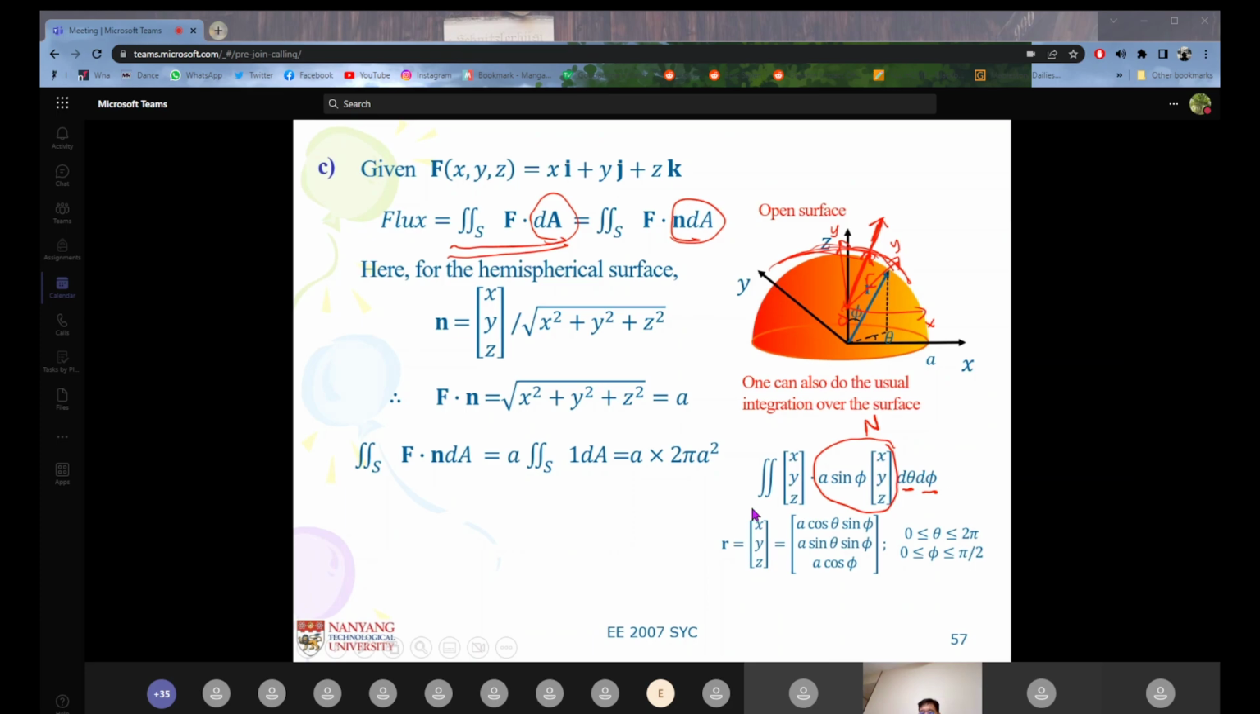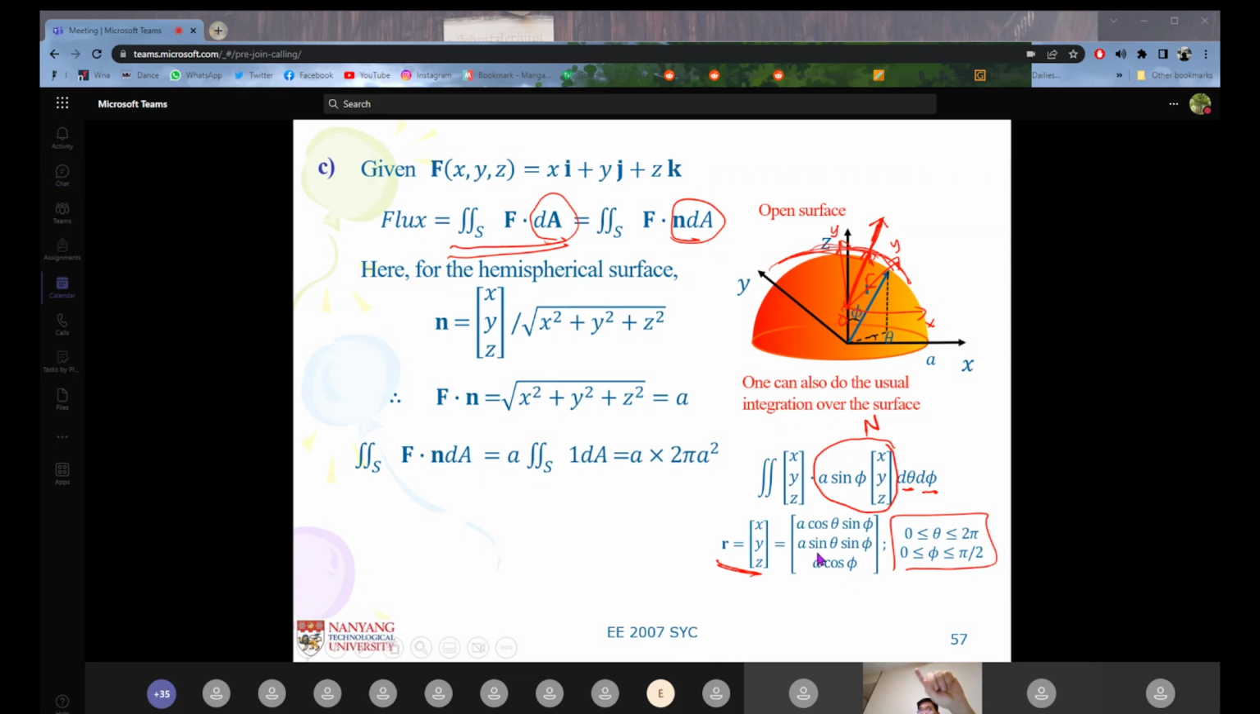Okay. So now the range for R is this now. Okay, and use the same directional vector. So I can use this to do the integration. I should get the same answer.